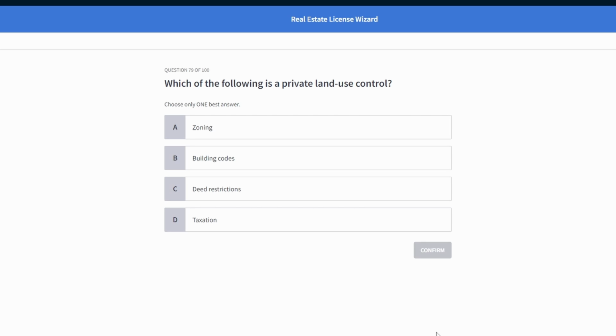All right, next one, 79. Which of the following is a private land use control? A. Zoning, B. Building codes, C. Deed restrictions, or D. Taxation. So think about that one and come up with your answer.